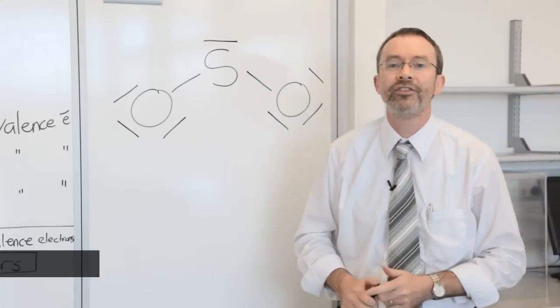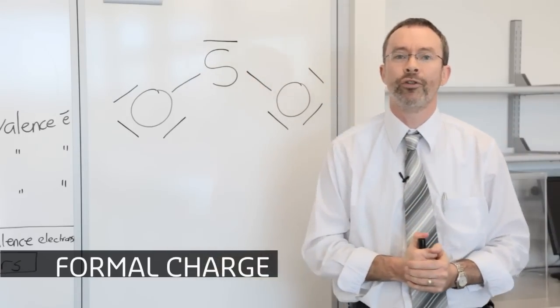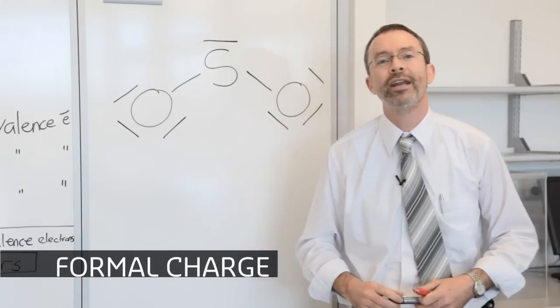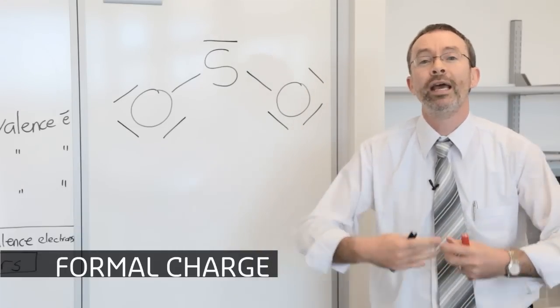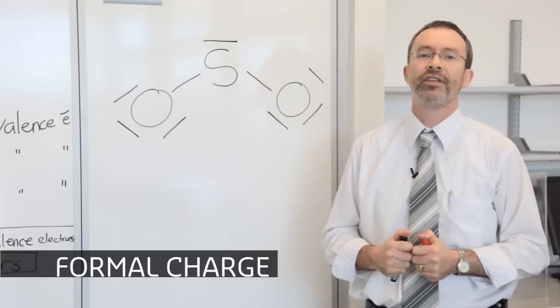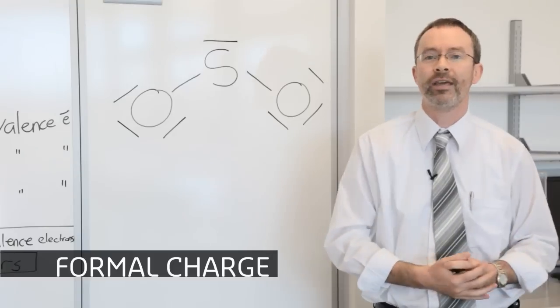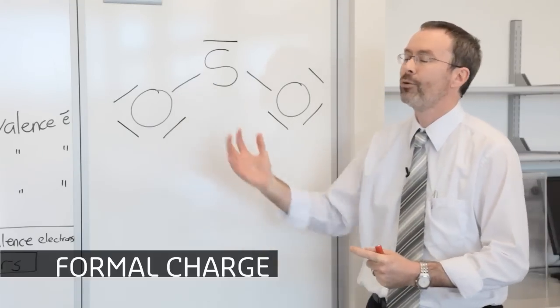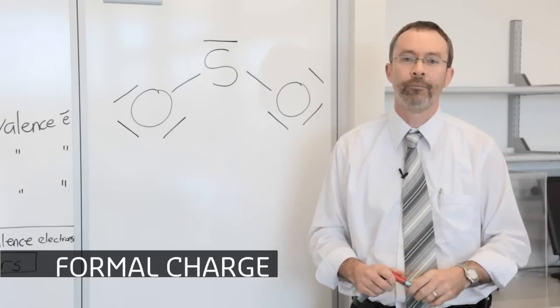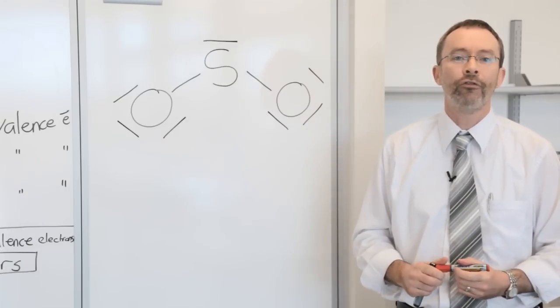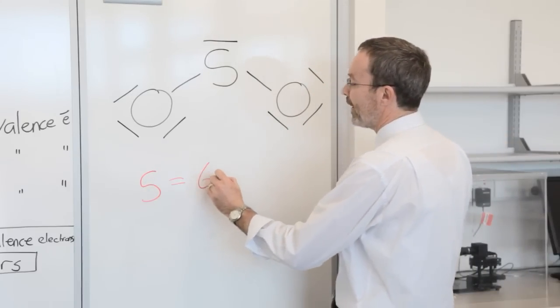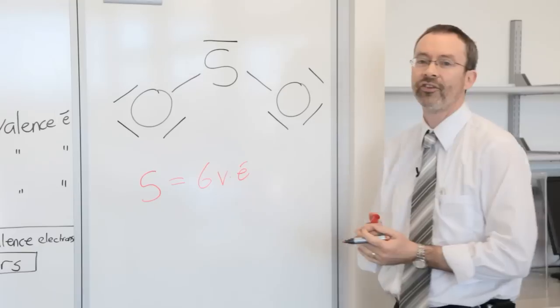The next step is to consider the formal charges on the molecule. The formal charge on an atom is the difference between the number of valence electrons that atom would have in a hypothetical isolated state and the number of electrons available to the atom in this shared structure. So let's consider the sulfur atom first. Sulfur would have 6 valence electrons if it was isolated.